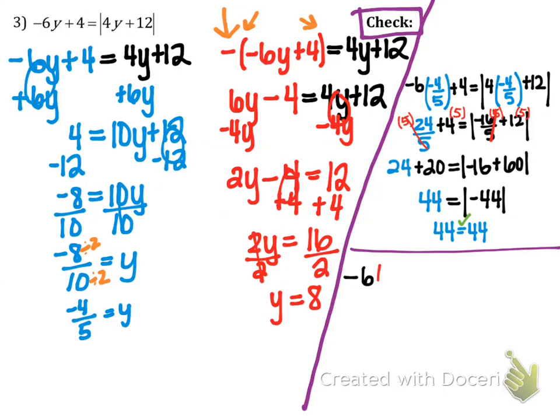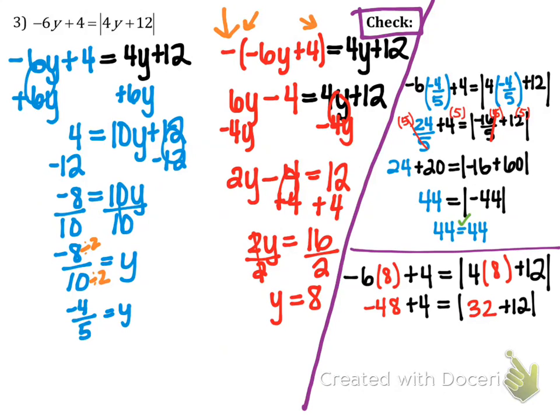So now let's try 8. Plugging in 8 wherever there was a y: -6 times 8 plus 4 is equal to the absolute value of 4 times 8 plus 12. As we continue, -6 times 8 is -48 plus 4 is -44, which is equal to the absolute value of 32 plus 12, positive 44. Now in this case, my absolute value is on the right-hand side, so I'm evaluating the absolute value of a positive 44. So does negative 44 equal positive 44? And the answer is no. So actually, y equals 8 is what we call an extraneous solution.